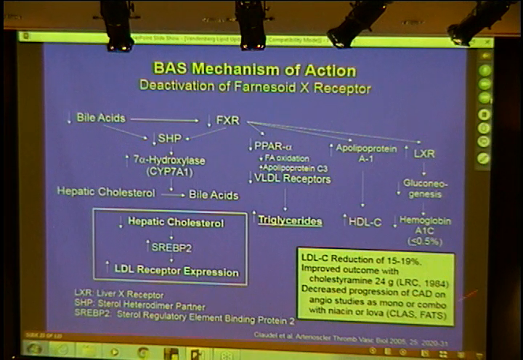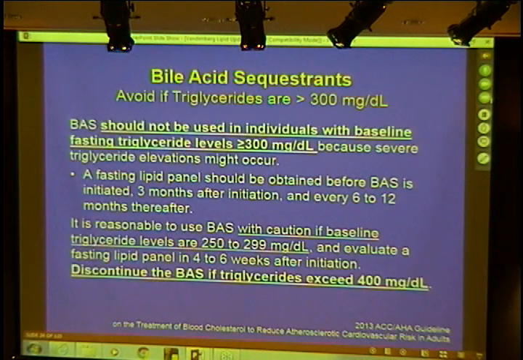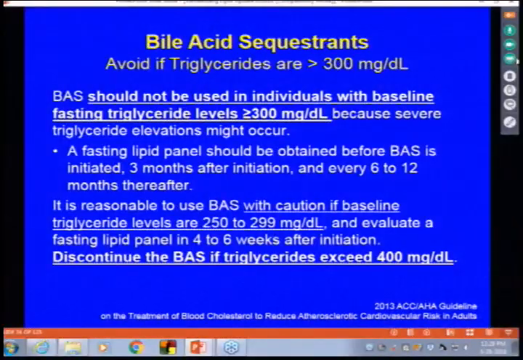Colesevelam has a spin-off of reducing hemoglobin A1C and actually has an indication as adjunctive therapy in diabetes because it will lower hemoglobin A1C. And so this is kind of a favored lower tier drug when you have a diabetic who's not tolerating a statin because you get the secondary benefit of hemoglobin A1C reduction. Caveat is it will increase triglycerides, and they should be avoided if baseline triglycerides are over 300 and stopped if they creep up to over 400.